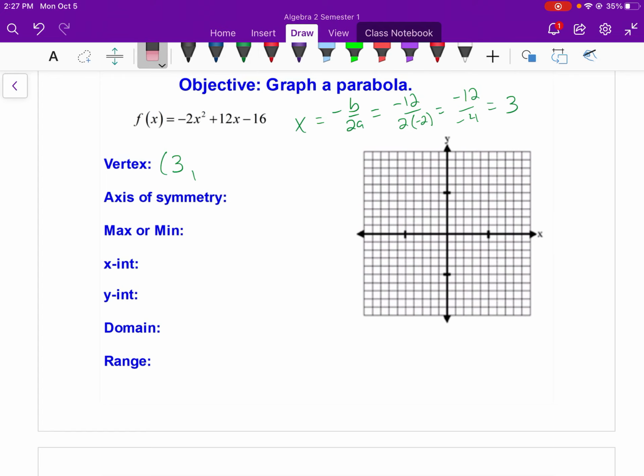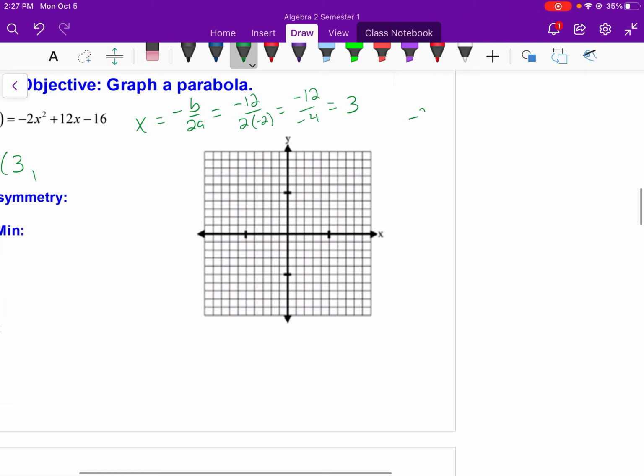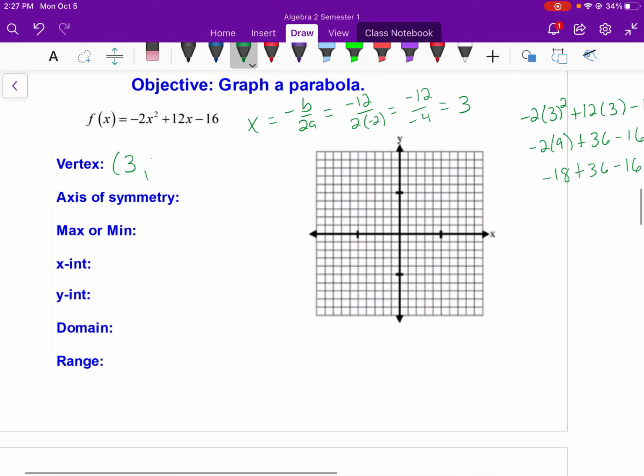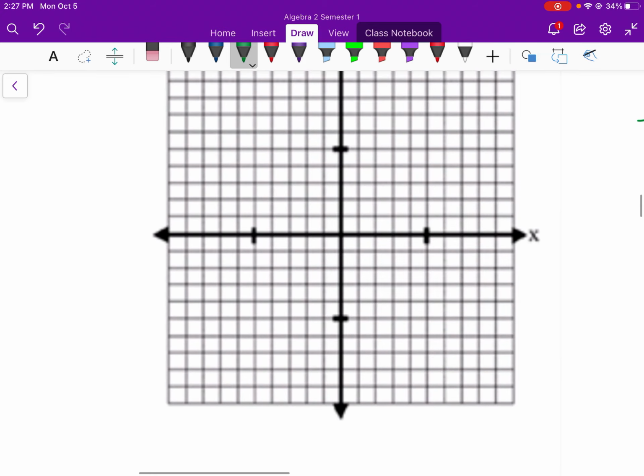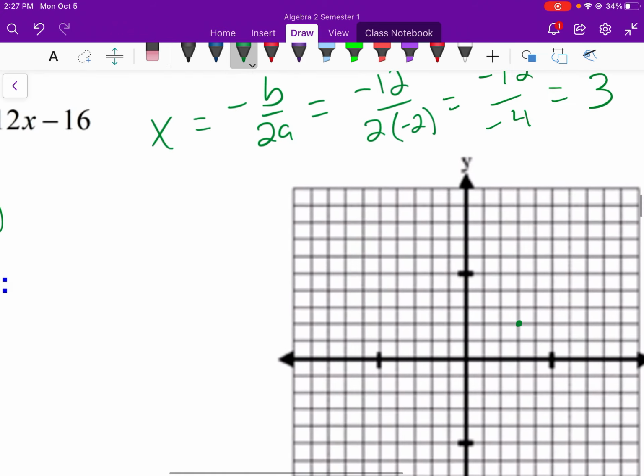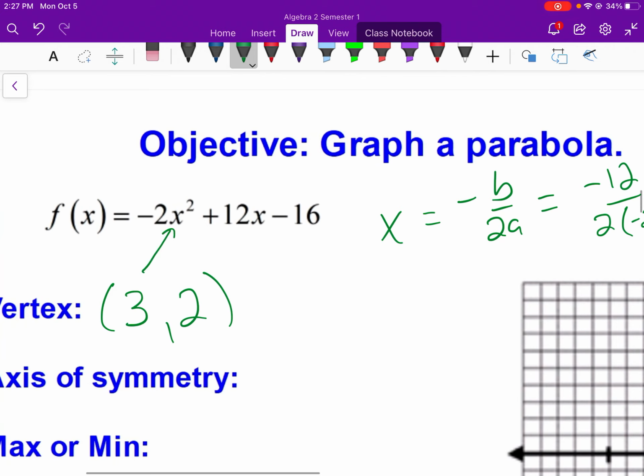In order to find the y coordinate, then we're going to take that and plug it in. So negative 2 times 3 squared plus 12 times 3 minus 16. So negative 2 times 9 plus 36 minus 16, or negative 18 plus 36 minus 16, which in this case is 2. So again, we got the vertex of 3, 2, just by plugging our x coordinate into the equation.